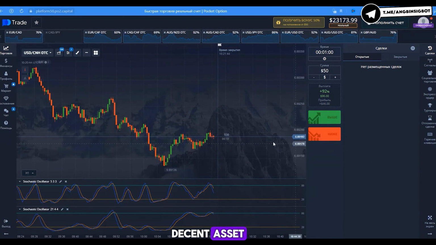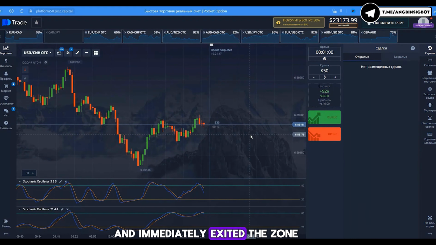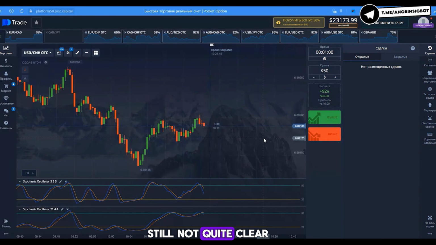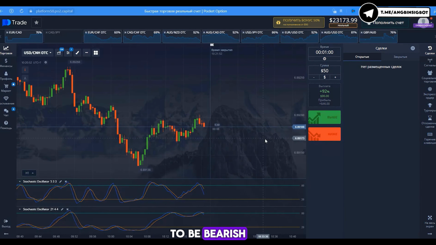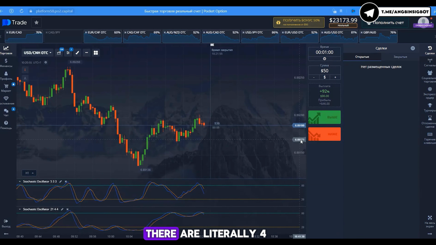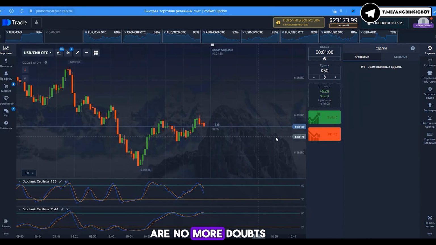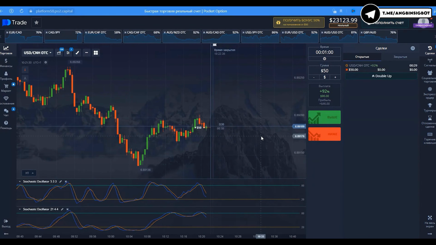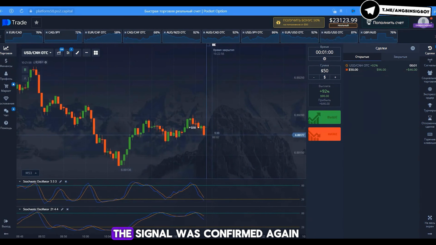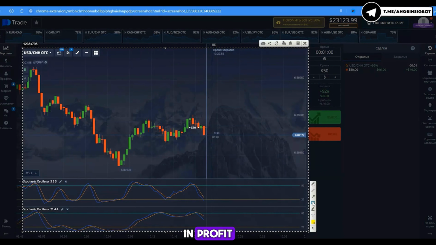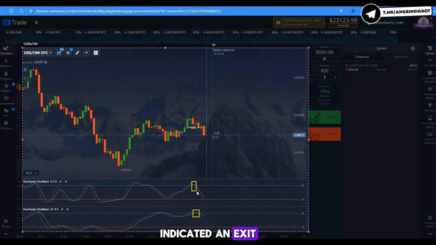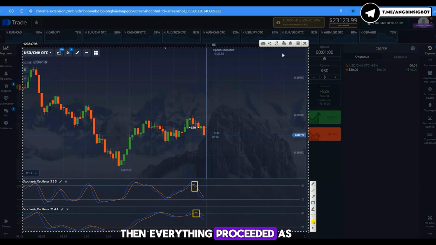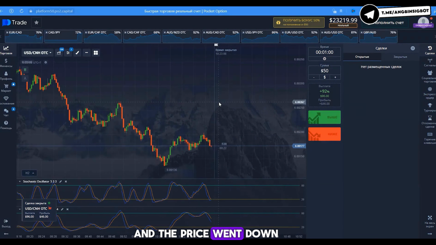This is also a decent asset. The main stochastic just entered and immediately exited the zone. The slow one is still not quite clear. If this candle finishes and it turns out to be bearish, then the slow one will also exit. There are literally 4 seconds left, and I think there are no more doubts, so I will enter the trade. The signal was confirmed again, and the trade is in profit. Here, the slow stochastic indicated an exit along with the main one. Then, everything proceeded as expected in this strategy, and the price went down.